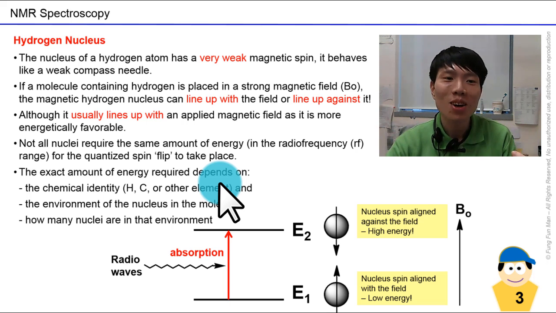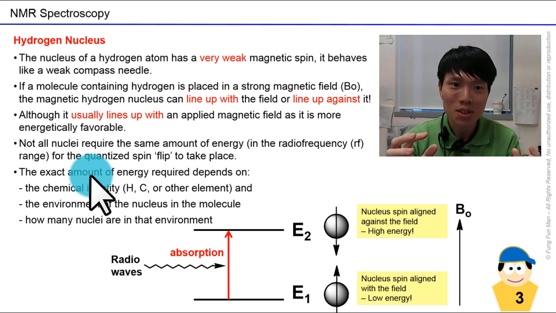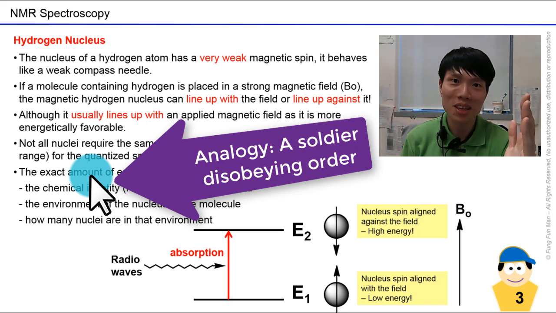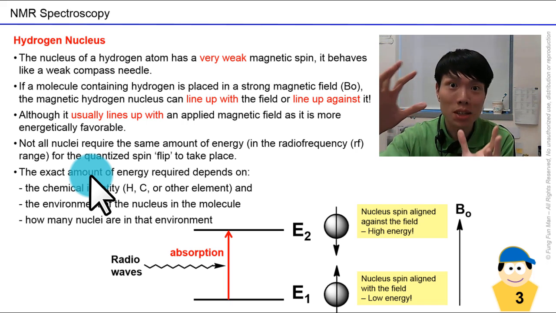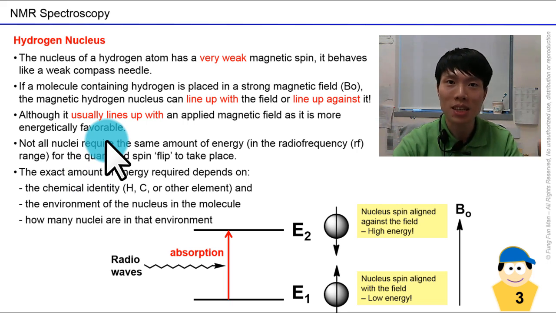Although it normally lines up in the applied magnetic field, following the instruction of the field, it can also change on its own because it doesn't always behave. It doesn't mean that when the command is given, the soldier will follow. Of course, he should follow, but there's a tendency that the soldier may not. The reason the nucleus follows the command of the magnetic field is that it's energetically more favorable. But on the other hand, there could be circumstances where it doesn't follow, which is a bit higher energy.